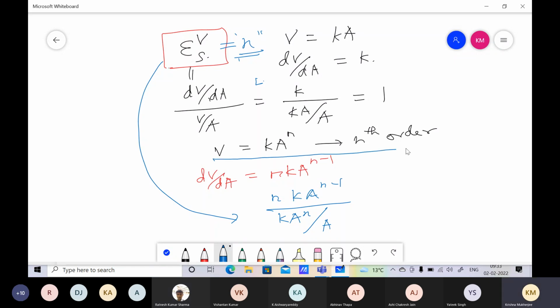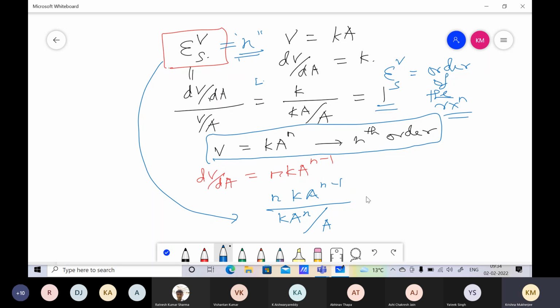So notice that the elasticity coefficient E V by S is nothing but the order of the reaction. So notice that at first order it is equal to 1, at nth order it is equal to n, and so the elasticity coefficient is nothing but the order of the reaction. Okay, right? So now why is that?